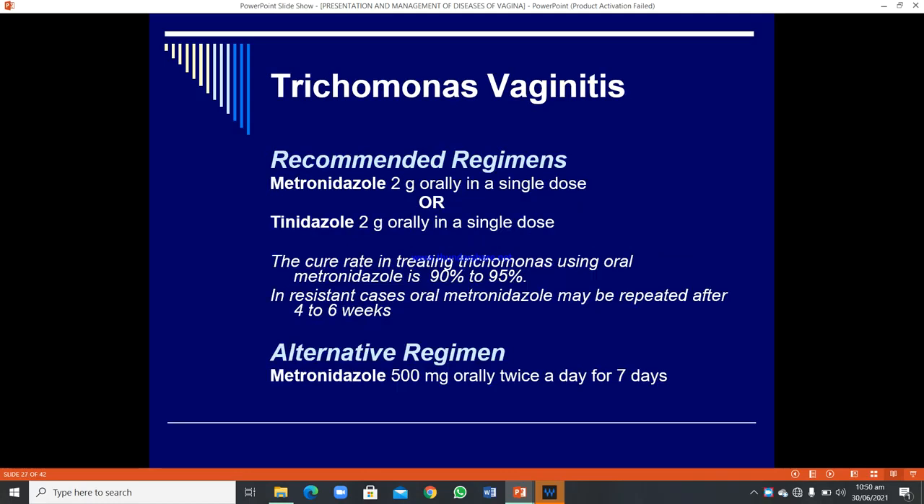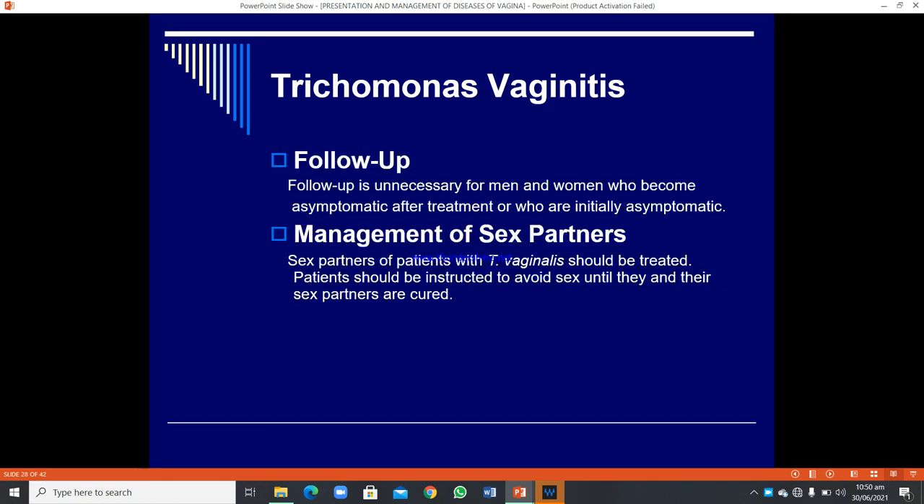Recommended regimen for the treatment is metronidazole 2 gram orally in a single dose, or tinidazole 2 gram orally in a single dose. The cure rate in treating Trichomonas using oral metronidazole is 90% to 95%. In resistant cases, oral metronidazole may be repeated after 4 to 6 weeks. Alternative regimen: metronidazole 500 mg orally twice a day for 7 days. Follow-up is unnecessary for the men and women who become asymptomatic after treatment or who are initially asymptomatic.